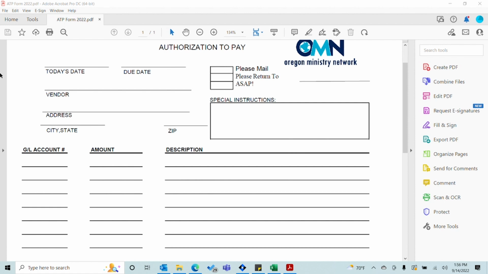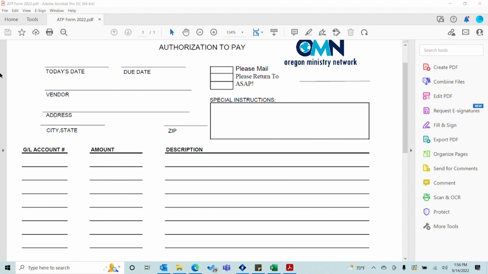Let's say I have a $500 honorarium check for a guest speaker that went to youth camp. I would take a copy of the check that I have written out to my guest speaker. I would scan a copy of that check and attach it to the ATP form.